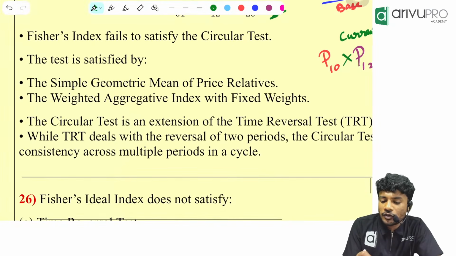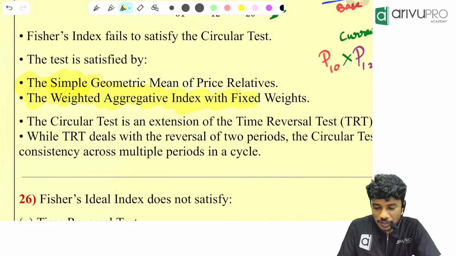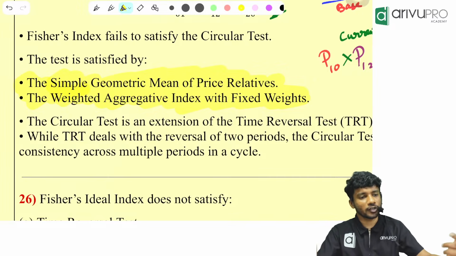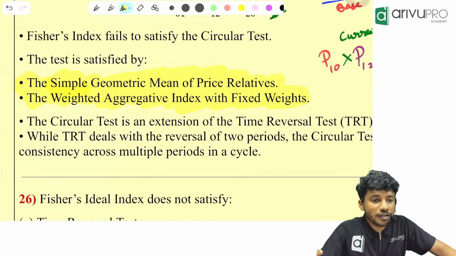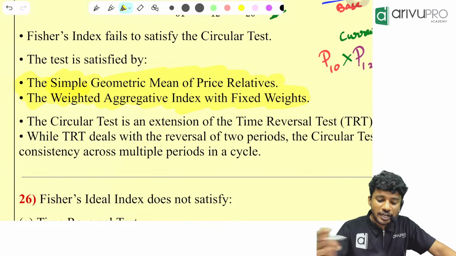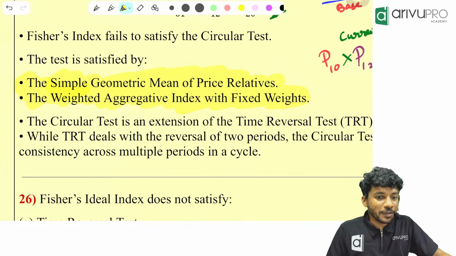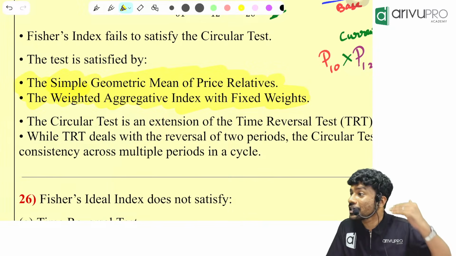Now people, a few contents are there which we are not learning, which are not part of our syllabus, but you should know this because direct questions can be there. Make a note of it. Who satisfies it? Simple geometric mean of price relatives and weighted aggregative index with fixed weight. What do you mean by fixed weight? That means instead of typing Q0 or Q1 and all, they will give 2 as the weight. Just put that weight. No other change can be done. That is called fixed weight.